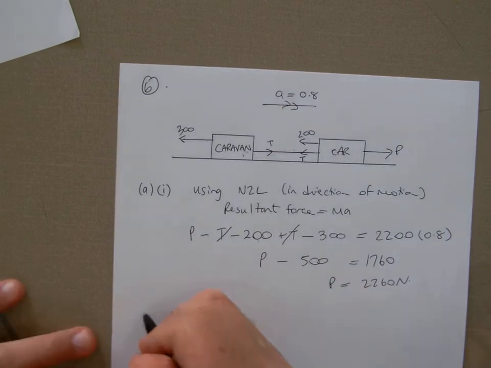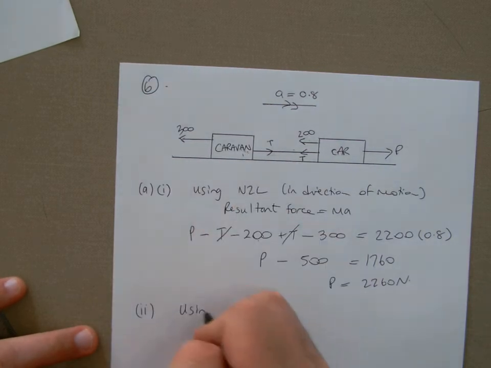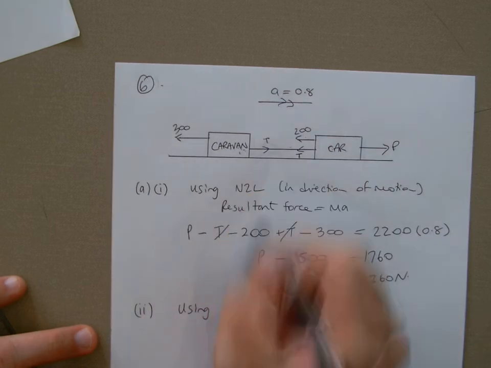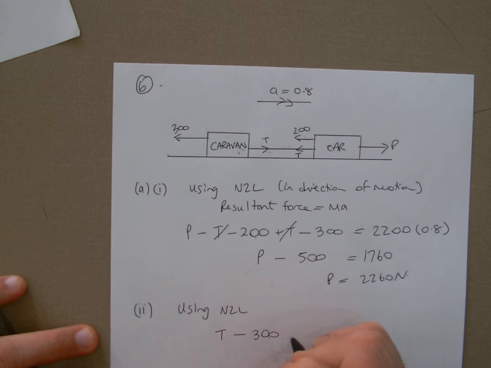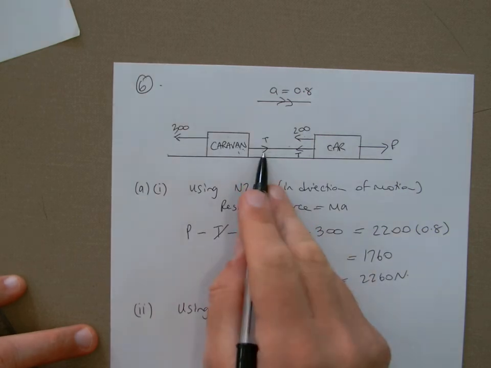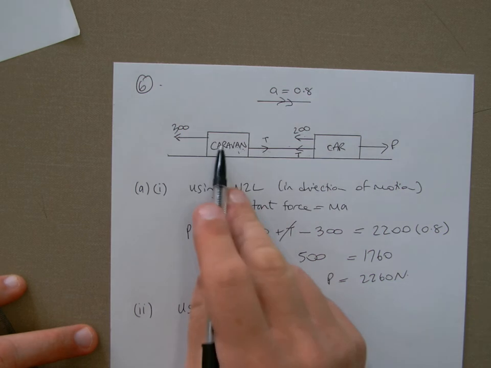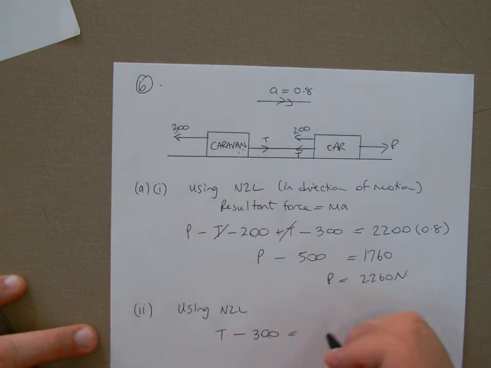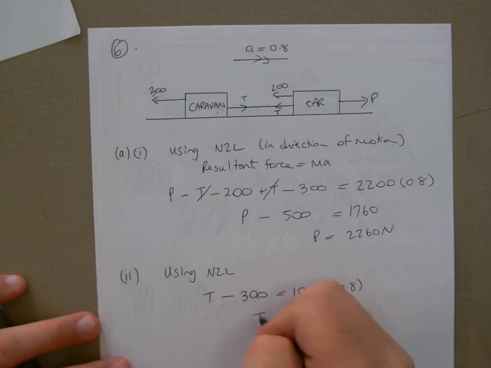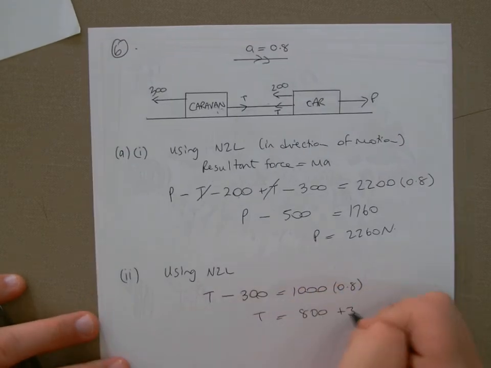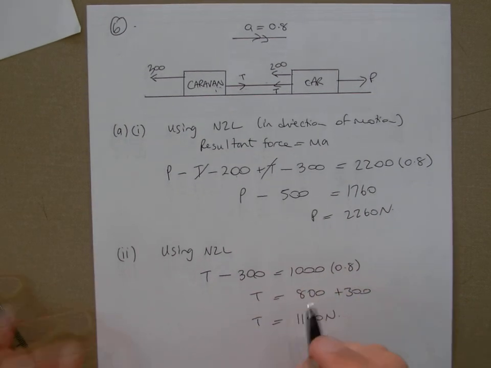So if we zoom in on that, forces on the caravan using Newton's second law again, we've got the tension pulling it forwards, take away the resistance, which is 300. That's the resultant force. Tension pulling forward, take away the 300, will equal the mass, now the mass of just the caravan this time, which is 1000, times the acceleration, which is 0.8. So that will be 800 plus the 300, so that tension will equal 1100 newtons.